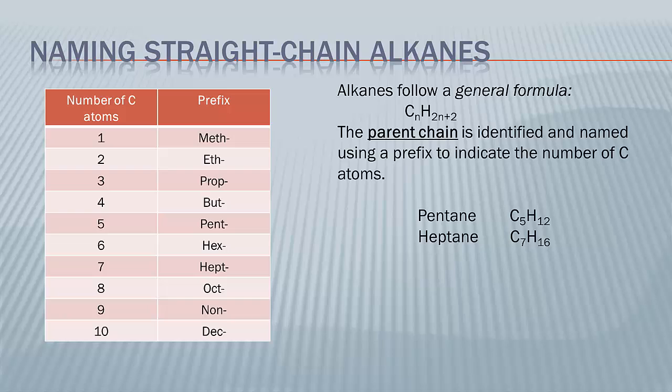So for pentane, there would be 5 carbon atoms in the molecule, and with double plus 2 there must be 12 hydrogens. Heptane with 7 carbons would have 16 hydrogens. Can you name these 2 molecules?